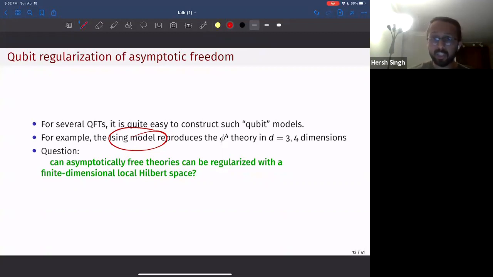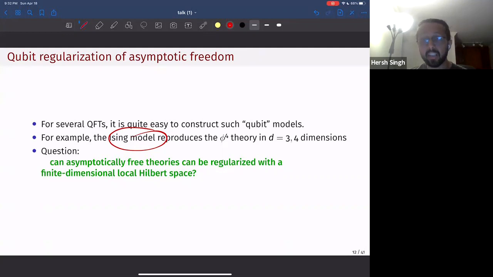The Ising model is of course just a system of spin-half degrees of freedom. So in a lot of cases this is possible, and we all know these cases. But the interesting question is, can asymptotically free theories be regularized in this way, where you start with only a finite dimensional local Hilbert space? And this, of course, is relevant from the point of view of quantum simulating a theory like QCD.